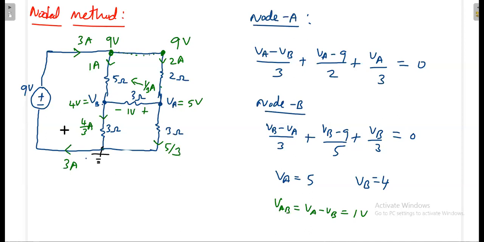I have found out all the answers. Okay, so yes sir, is it understandable? How I am applying the nodal equation? Okay, sir. So next I will apply the Thevenin's theorem.